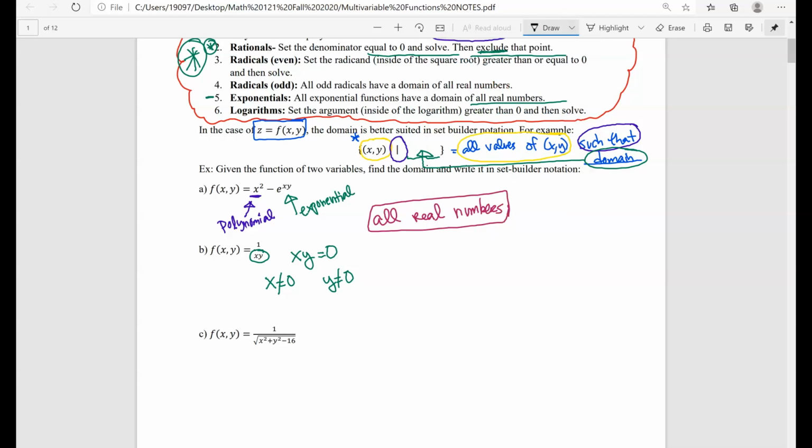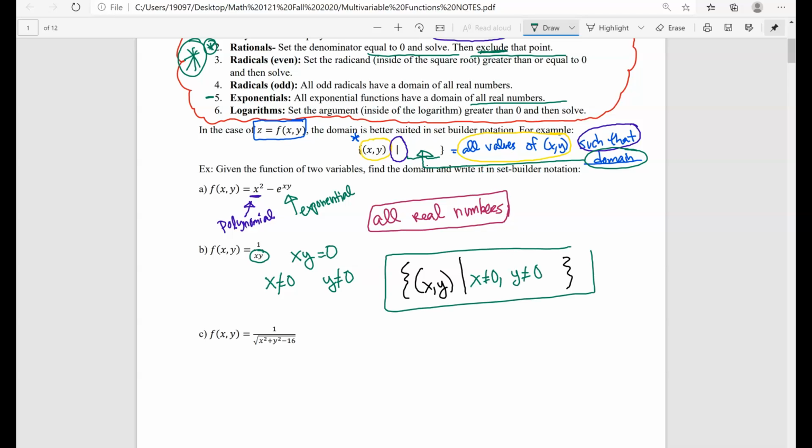So I'm going to write first curly braces. Okay, that's what we have at the ends. Then we're going to write x and y. And then we're going to write, so all values of x and y such that, so that's the line. And what we're going to put in there in the second part will be what we just found. x is not equal to 0 and y is not equal to 0. And that would be my answer. So this is how you would find it. It's fancy notation for the domain of this particular function.